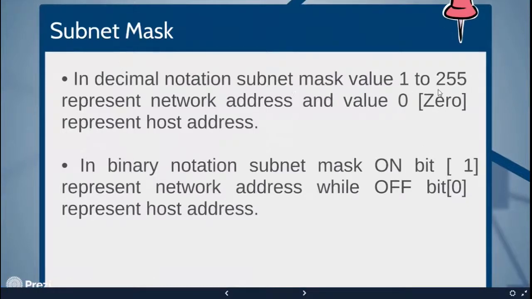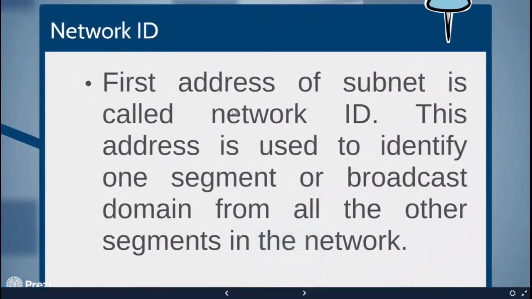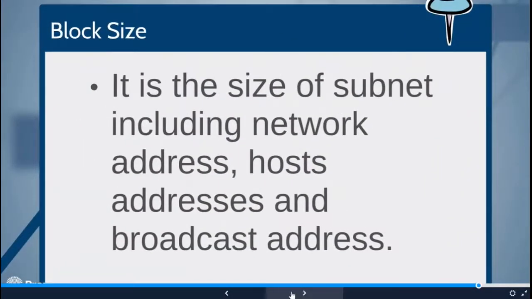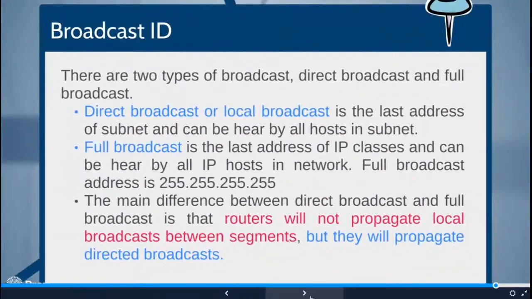In decimal notation, subnet mask value is 255. Okay, we're going to have some examples later so that you can really practice. First address of subnet is called network ID. This address is used to identify one segment or broadcast domain from all the other segments in the network. It is the size of subnet, including network address, host address, and broadcast address. It's like a set of address information. That's the whole block.